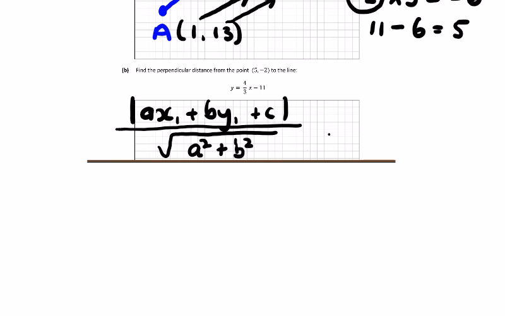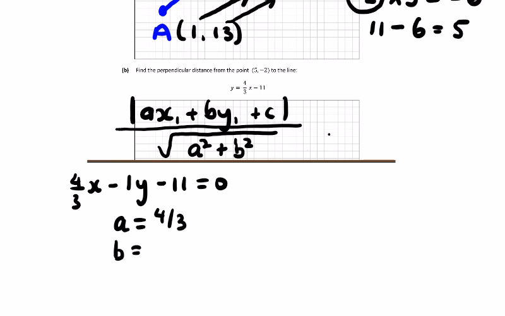So we need to rearrange the equation of the line: 4 over 3 x, minus 1y, putting the number in front, and then minus 11 equals 0. Our A value is 4 over 3, our B value, the coefficient of y, is minus 1, and our C value is minus 11. And then our point is (5, minus 2), so x1 is equal to 5, and y1 is equal to minus 2.